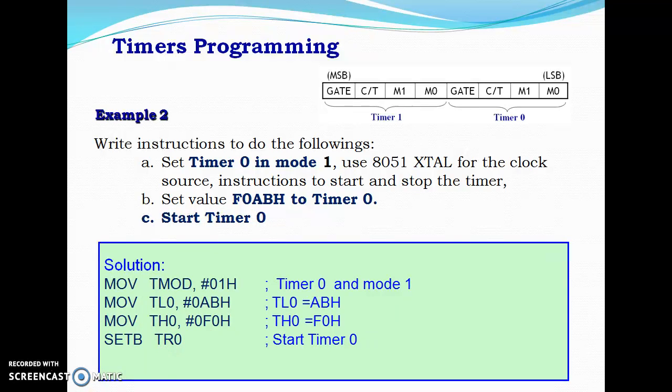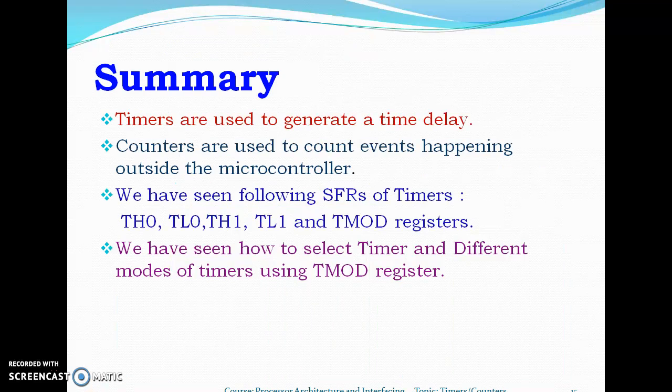So with this I have concluded the summary part. As already discussed, timers are used to generate a time delay. They can be used for measuring pulse duration or timing intervals, for counting pulses or events, and for generating different types of interrupts. As we know, timers are used to count internal clock pulses, and counters are used to count external pulses. Counters are used to count events happening outside the controller.